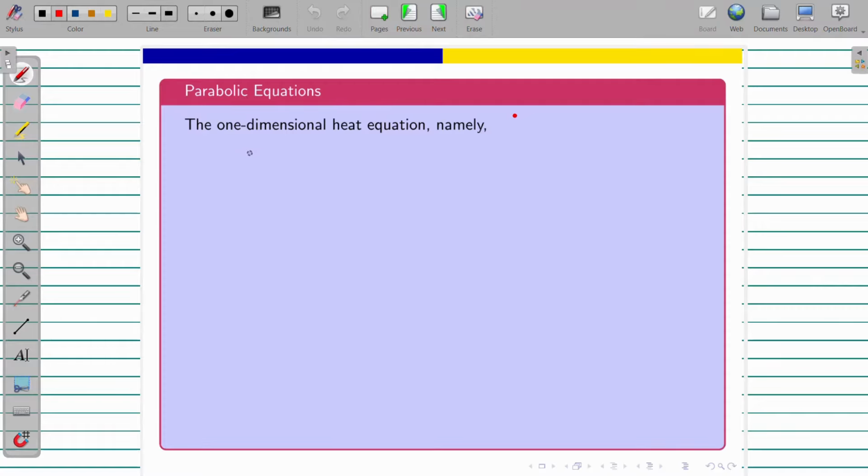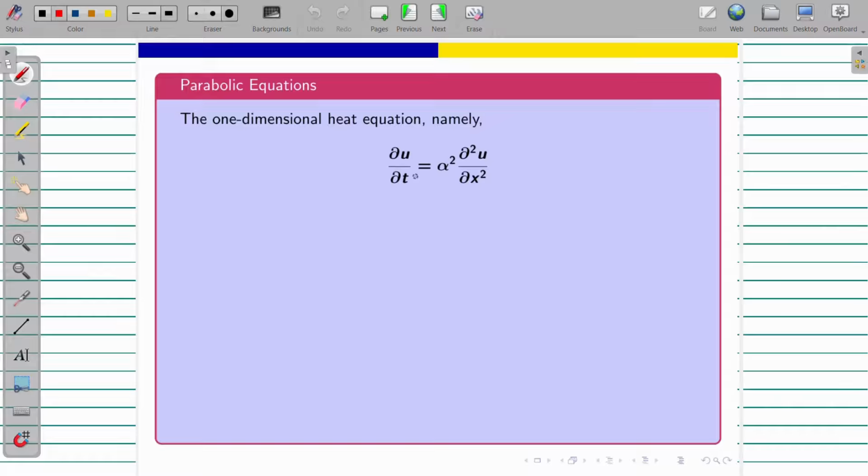A repeatedly occurring equation in the parabolic kind is the one-dimensional heat equation. It can be written as the first derivative of u with respect to t is equivalent to alpha square times the second derivative of u with respect to x. Here, alpha square is equivalent to k divided by rho into c.